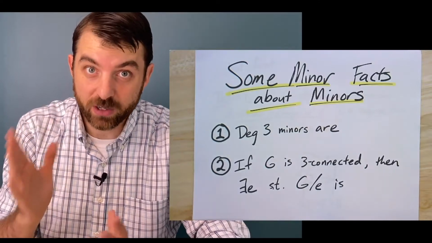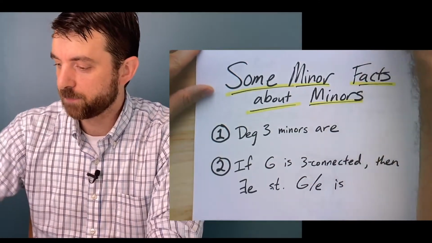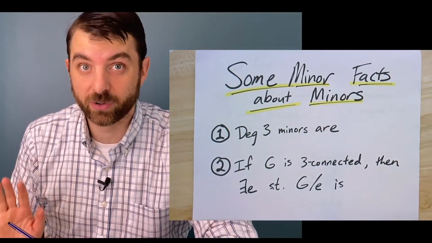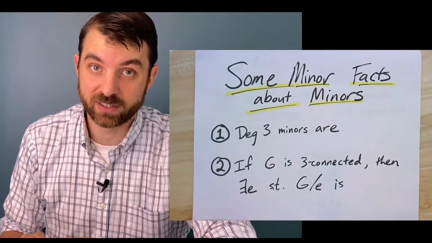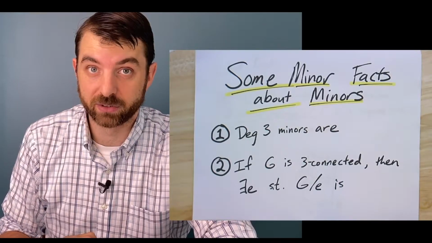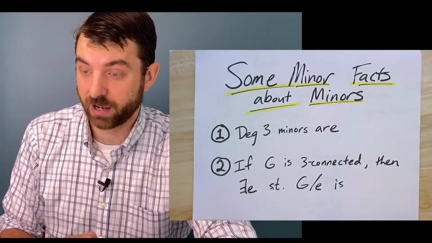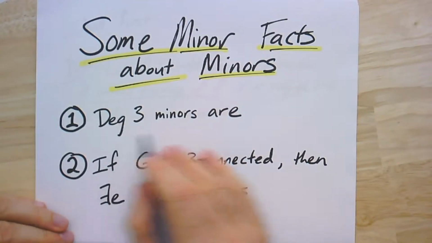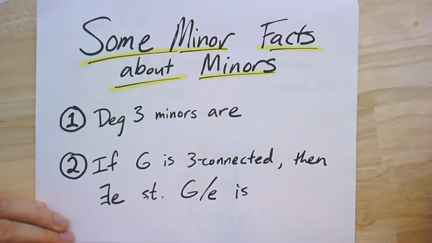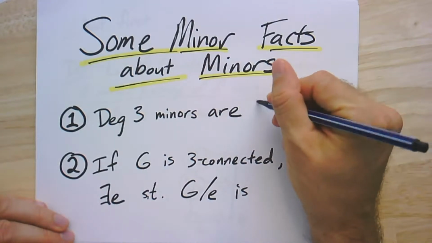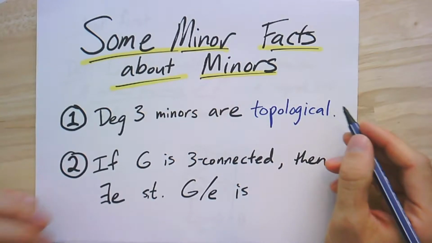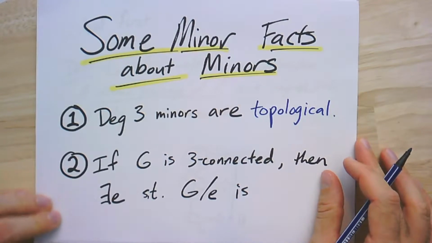In fact, they're going to be very useful for us, but it's not immediately obvious how we're going to use them to get to our big goal of this part of the course, which is to prove Kuratowski's theorem and Wagner's theorem about minors and topological minors that characterize planar graphs. The first main fact: if I have a minor of a graph that's a degree 3 graph, that's actually a topological minor. I can realize it as a minor using only topological contractions, those are the contractions that contract paths.